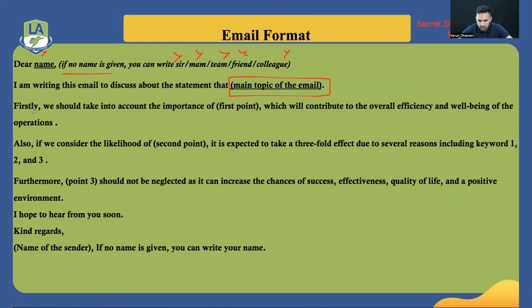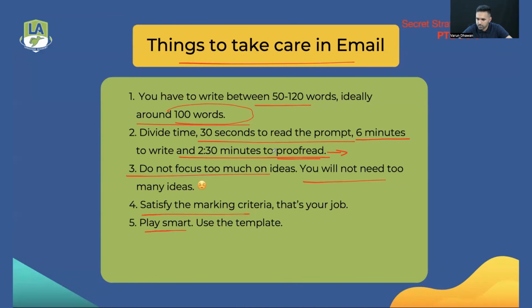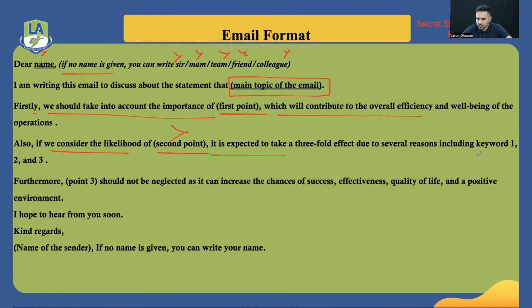Then next sentence, firstly, we should take into account the importance of first theme over here, which will contribute to the overall efficiency and well-being of the operations. Also, if we consider the likelihood of second theme, it is expected to take a threefold effect due to several reasons, including keyword 1, keyword 2, keyword 3. Keyword 1, 2, and 3 are important words from the essay topic. I'll show you how. Furthermore, theme 3 should not be neglected as it can increase the chances of success, effectiveness, quality of life, and a positive environment.